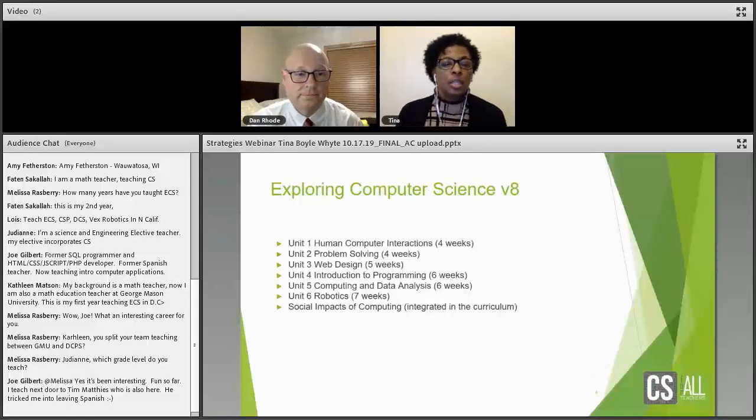It is an amazing curriculum. As we look down at the bottom, I know that it says the social impacts of computing. It should be integrated in the curriculum. So it's not like a unit that you take and you implement it.